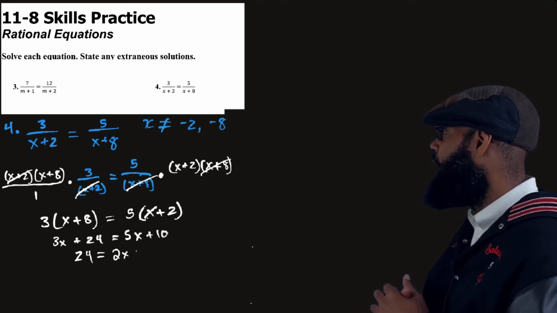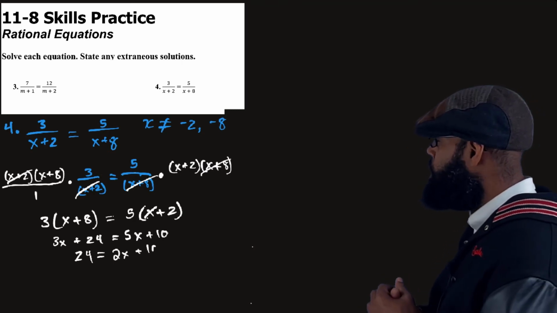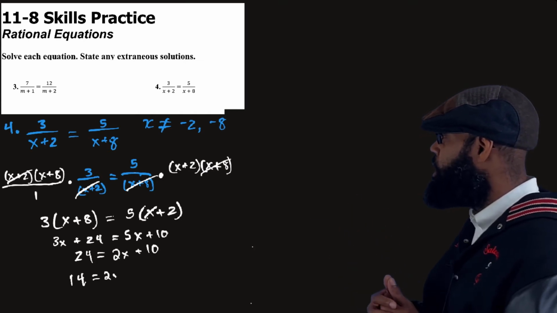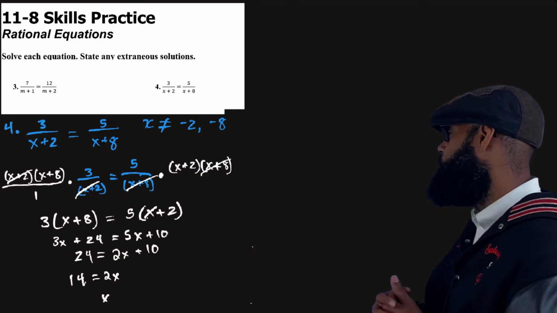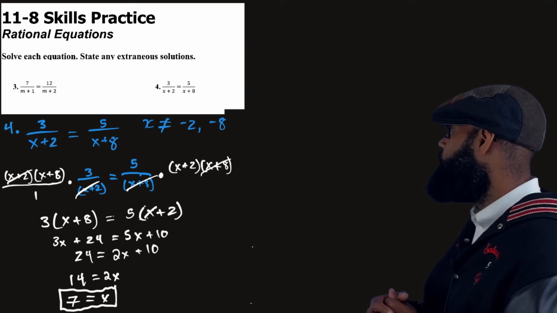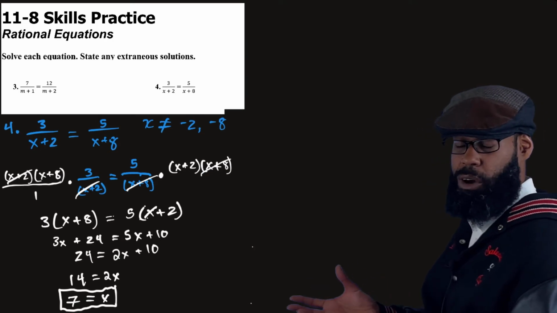We're going to go ahead and subtract 3x from both sides, leaving you with 24 is equal to 2x plus 10. Go ahead and subtract 10 from both sides. 14 is equal to 2x. X must equal 7.